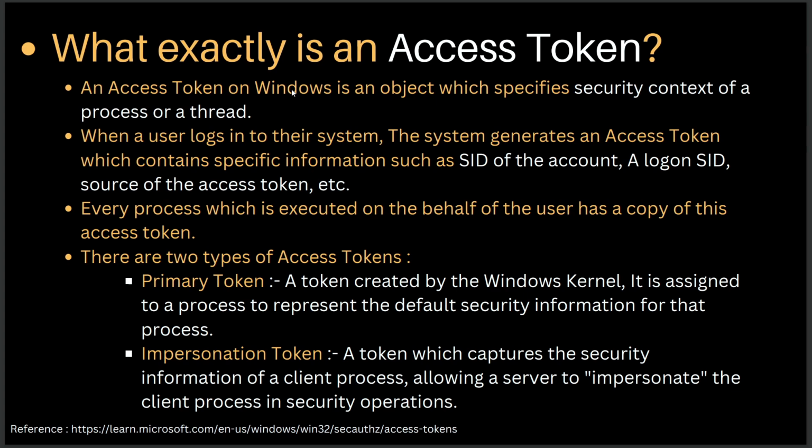One is the primary token, and the other one is the impersonation token. The primary token is a token which is created by the Windows kernel, and it is assigned to a process to represent the default security information for that process, as I said previously. And then we have the impersonation token. The impersonation token, on the other hand, is a token which captures the security information of a client process, allowing a server to impersonate the client process in security operations.